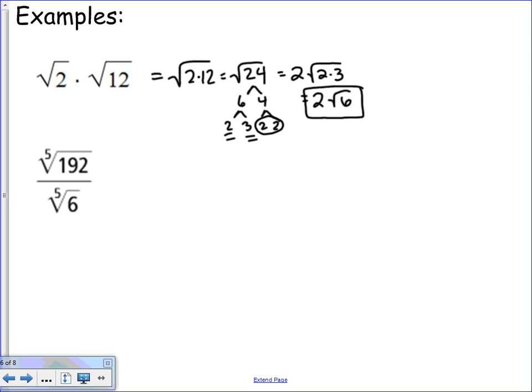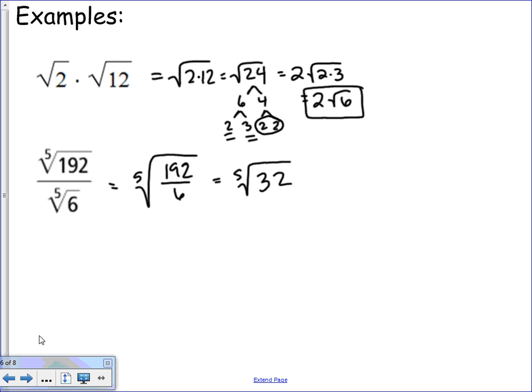On the second one, some people got out their calculators because they're working with a little bit larger number, but they used their quotient property to divide 192 divided by 6 underneath the 5th root. And what do we get for that? Just say it out loud. 32, thanks a lot. Okay. And the 5th root of 32 is 2.